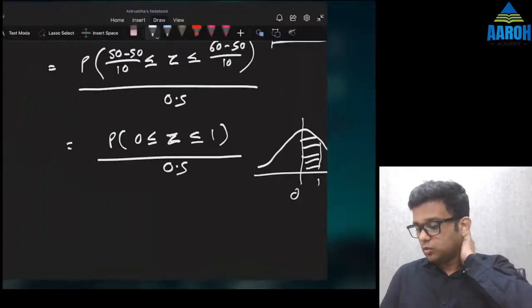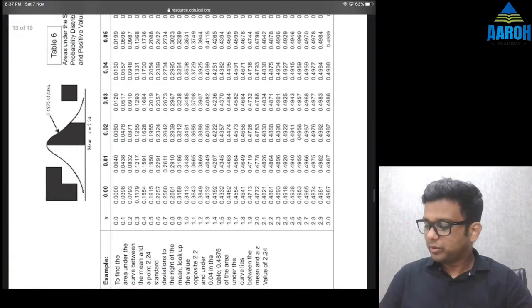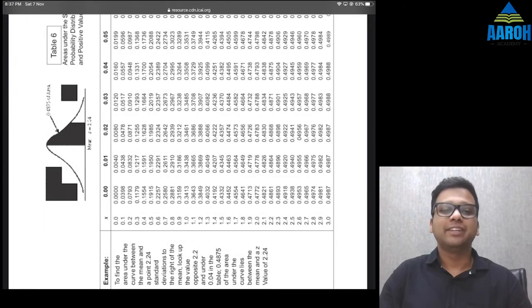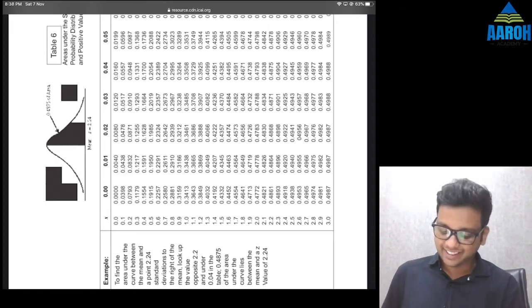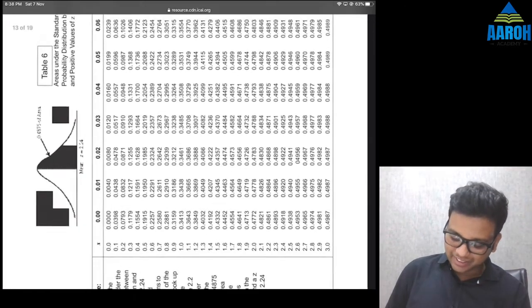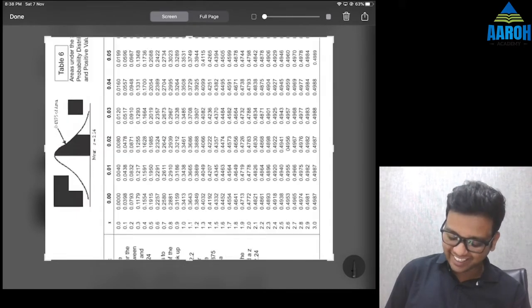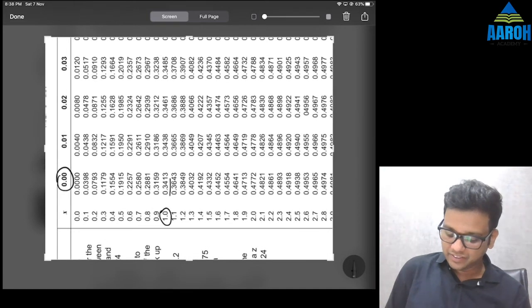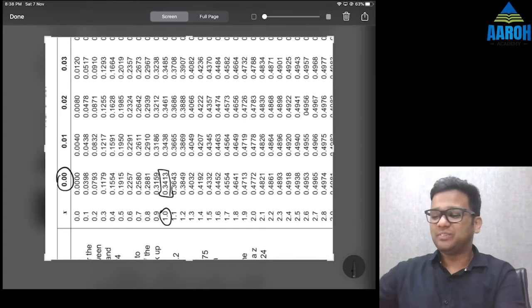We have to see 1, right? So 1.00. Okay, now this will be rotated. If I rotate this, let me check. Okay, now it is better if you look at it from your book, because there is no option to rotate here. So 1.00 means, okay, now try to look at it like this. 1 and 0.00 intersection of that, which comes to 0.3413. Okay, look from your book, it should be 0.3413.